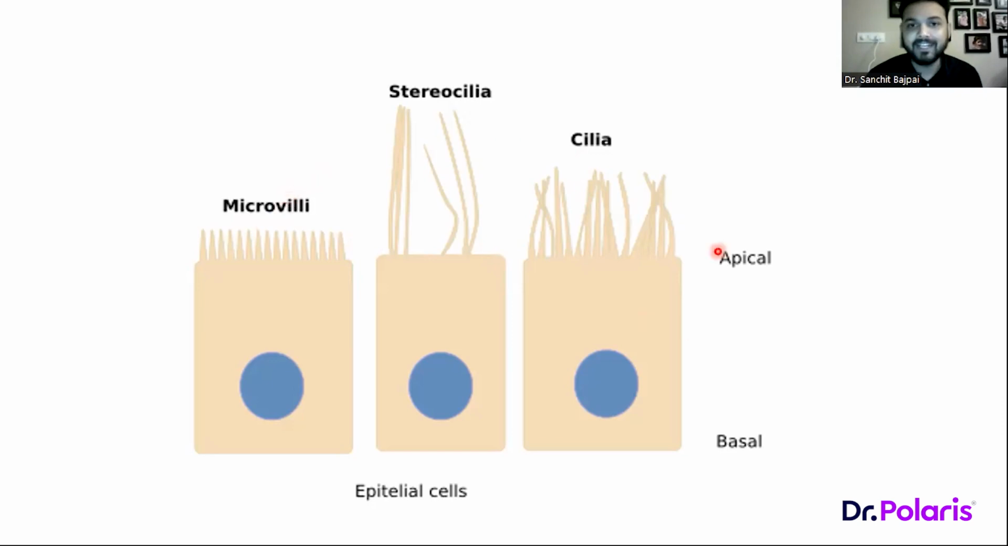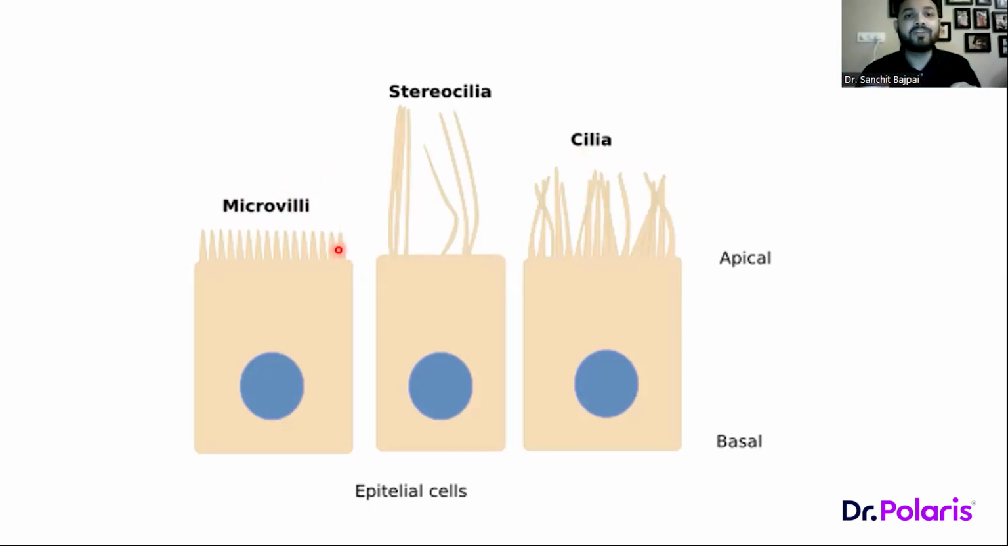So if you see, the cilia are much longer. The length of the cilia is approximately 10 micrometers. But this particular thing is very, very small. So it is very, very minute. It is 1 to 2 millimeters. So it is extremely small. So smaller forms of cilia are called microvilli.